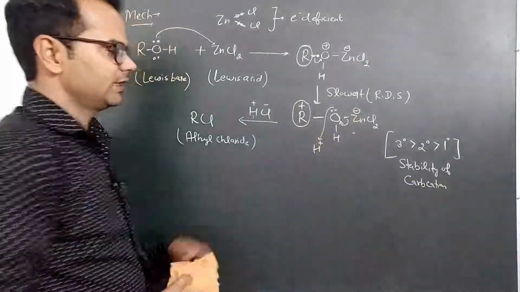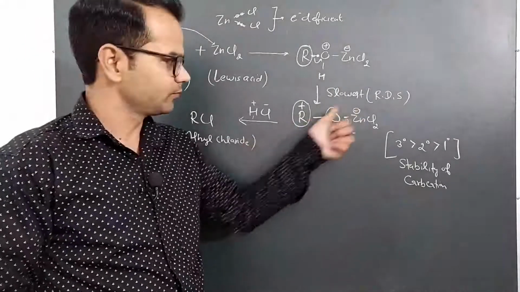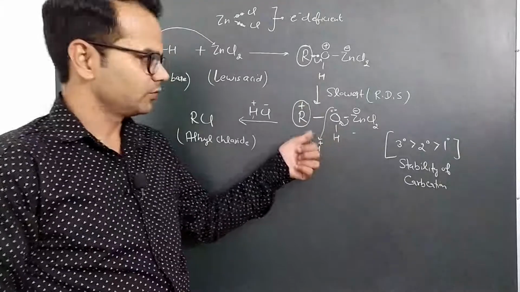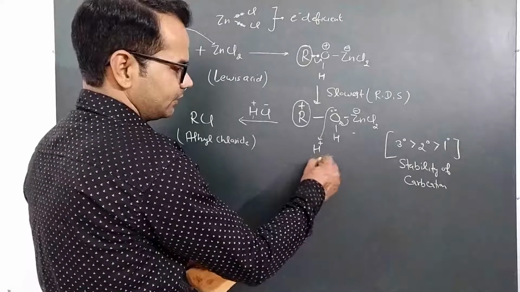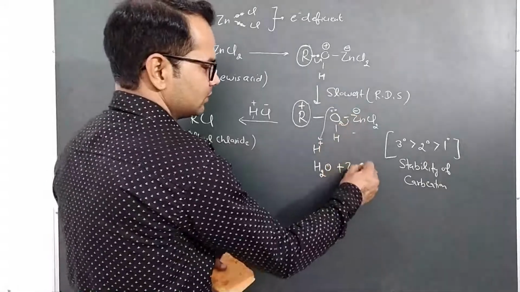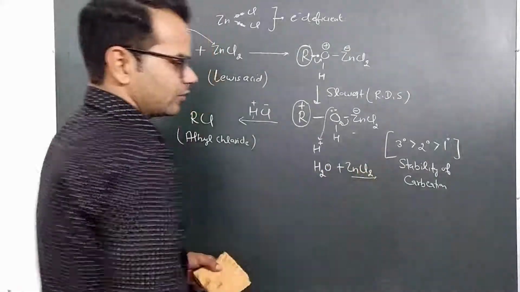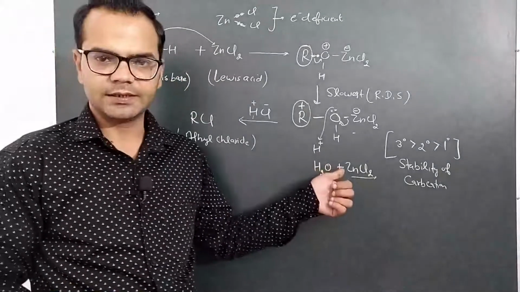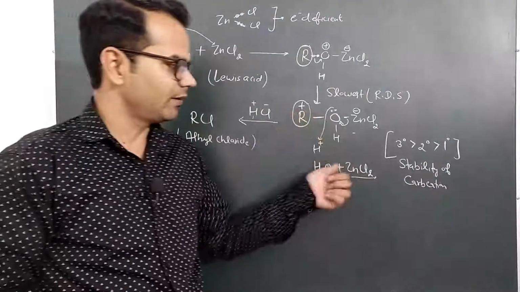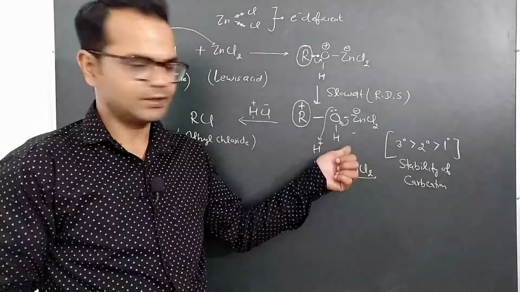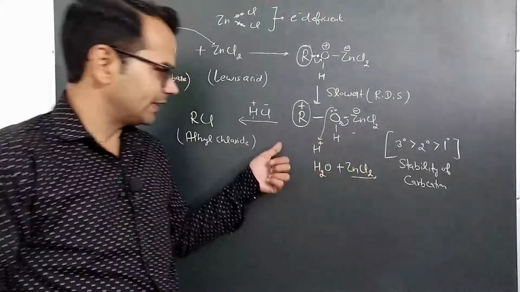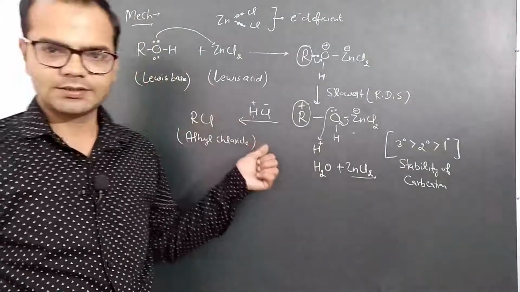If before it has given electrons to the zinc, now it will withdraw, and entropy will favor the formation of water also. So we will obtain here formation of water plus zinc chloride is recovered back. So the role of zinc chloride here is only to act as a catalyst. It remains unaffected during the reaction. It is recovered during the reaction. So this is the mechanism of Lucas test.